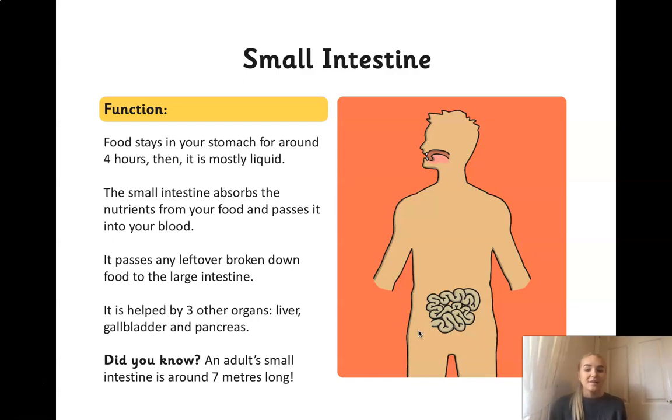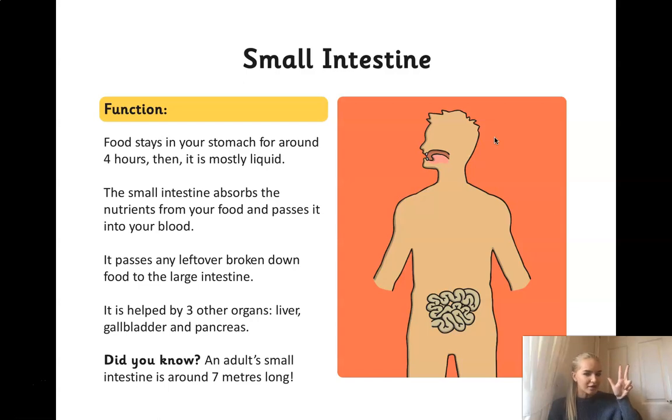And then what happens is the small intestine absorbs all of the nutrients from your food, so all of the good things that we need to have energy and help our body. It passes all of these nutrients into our blood. So the small intestine makes sure it picks out all the good bits and passes them back into our blood to help us get the energy. But what happens to the leftover food that we don't need? The leftover food passes to the large intestine. And this whole process is helped by 3 other organs: the liver, the gallbladder, and the pancreas.